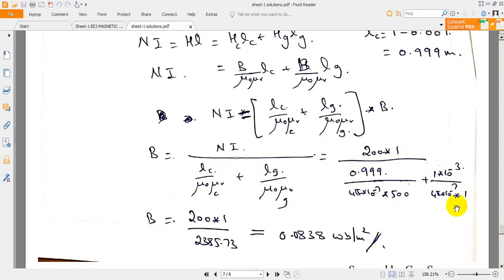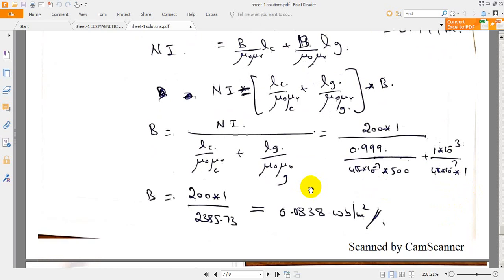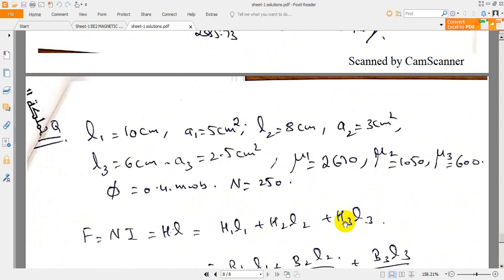This is the permeability of the air gap, 1. From this you can get B is equal to 200 into 1 by 2385.73. This value you will get as 0.0838 Weber per meter square.